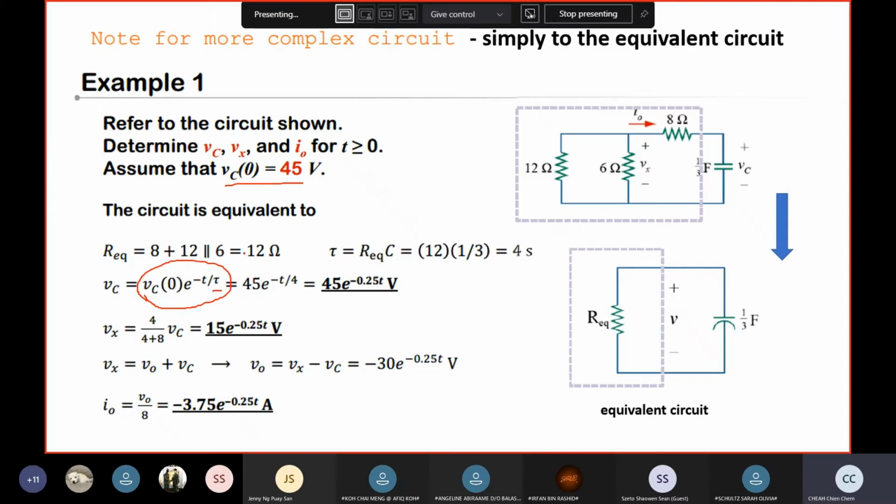And what about your resistors? You just convert them into Req. Then the time constant is Req multiplied by C. You then put this 1 over tau into here. You get this solution, with the initial voltage. So you can get this particular solution, which is how your voltage across the capacitor will change over time. Any questions?